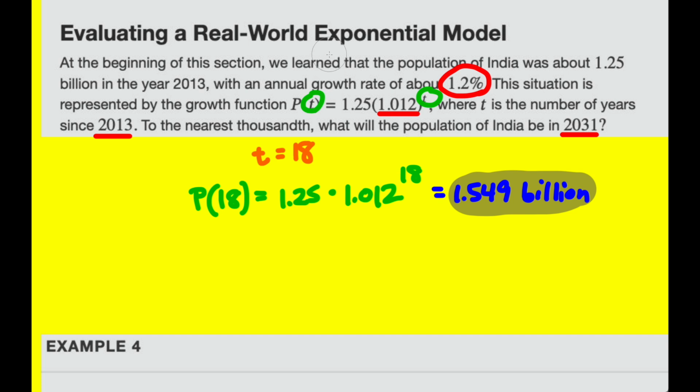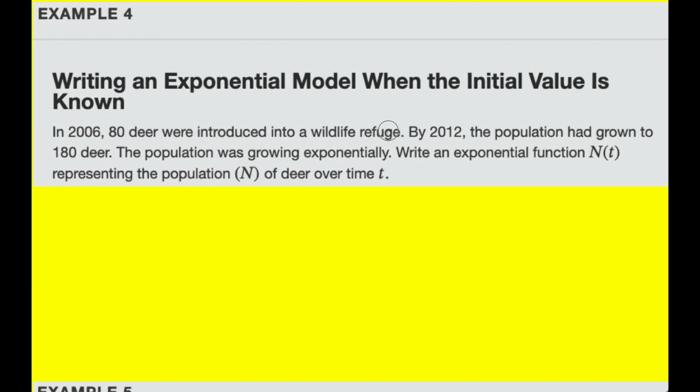I'll make sure I do that too on the assessments, just to be fair, to follow the book. And then you have to figure out that you have to plug in 18 because we're looking for 2031. And then we got the value. All right, let's do the next example now.